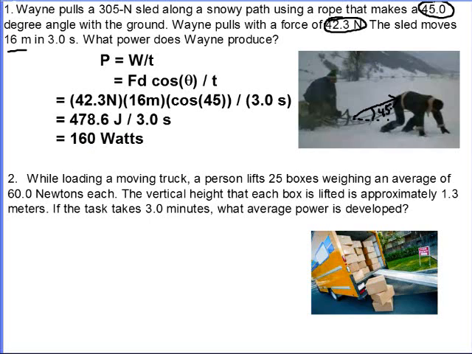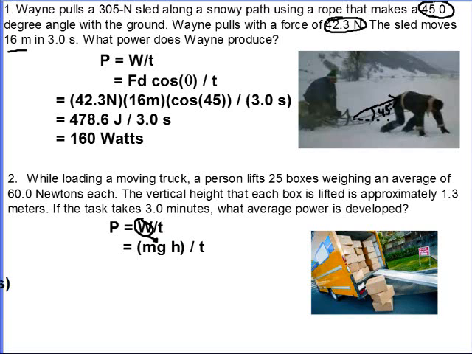Now here we have another example where we're loading a moving truck. A person has to lift 25 boxes weighing an average of 60 newtons each. The vertical height that each box is lifted is about 1.3 meters. If the task takes 3 minutes, what average power is developed? Again, I'm going to use the equation power is equal to work over time. In this case, I'm going to use that work is actually just equal to the change in gravitational potential energy that the boxes acquire due to the work that I do.